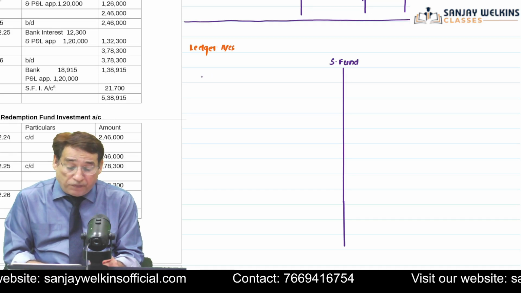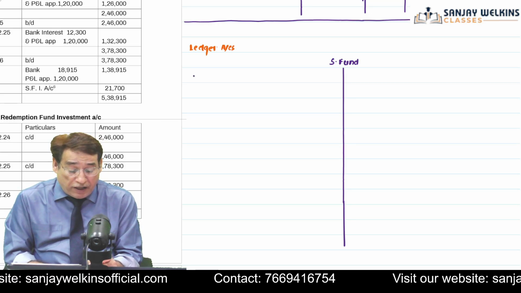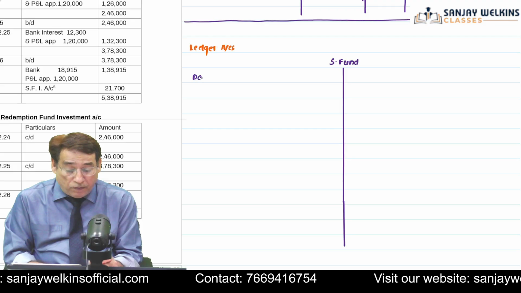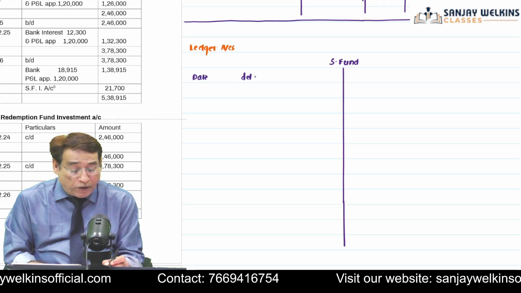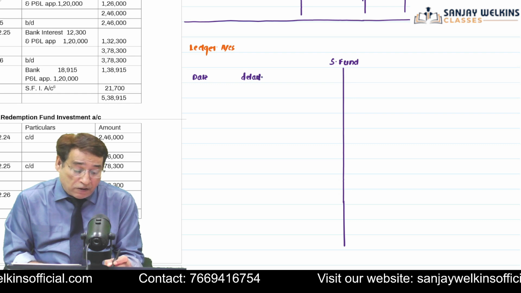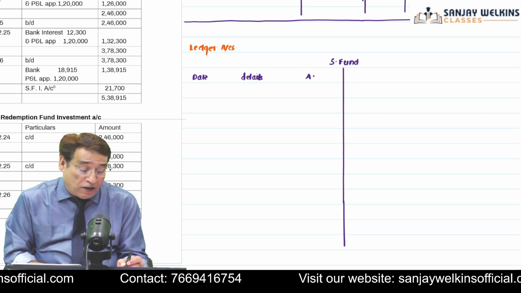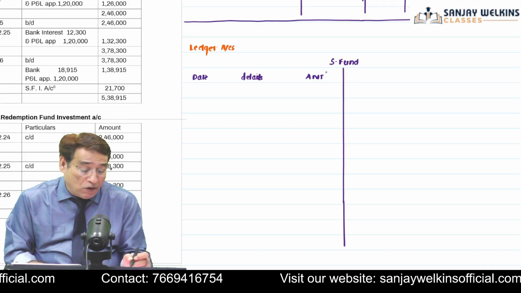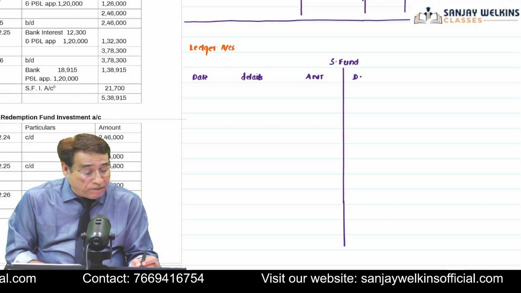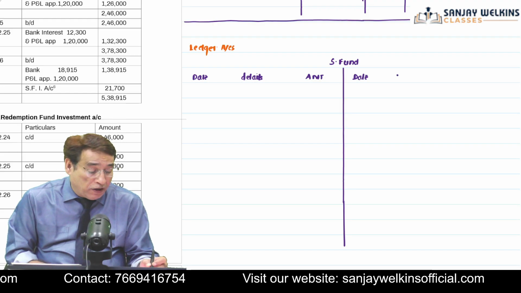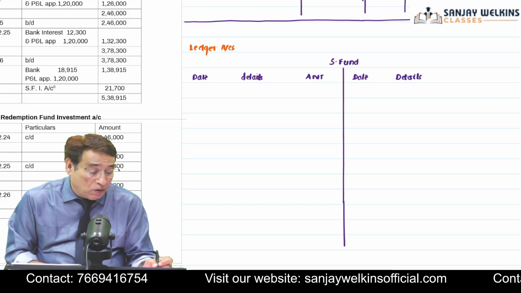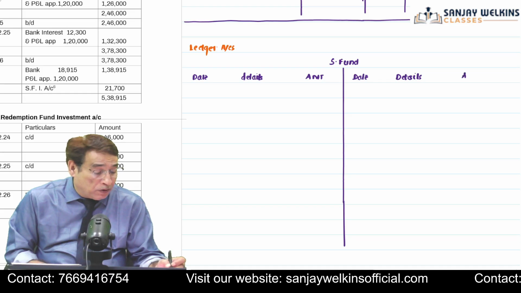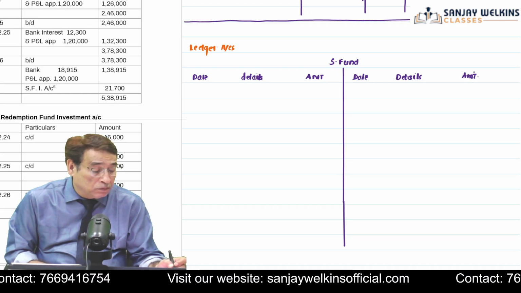First of all, you will have to write date, then details or particulars, whatever you may like to write, and then finally the amount. Similarly, date, details, and amount. Correct?